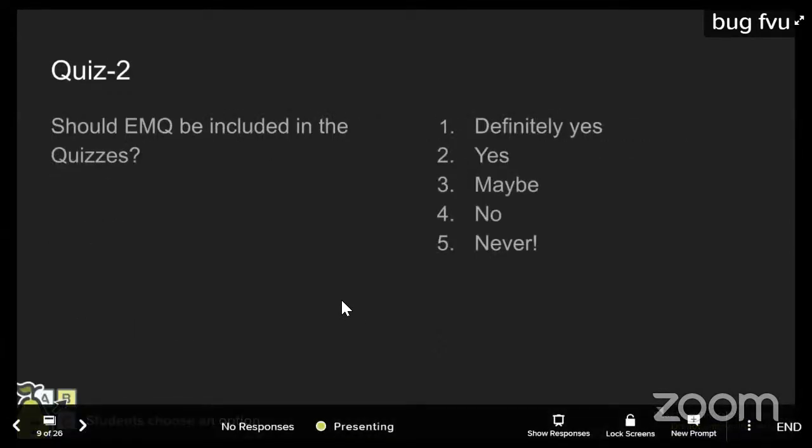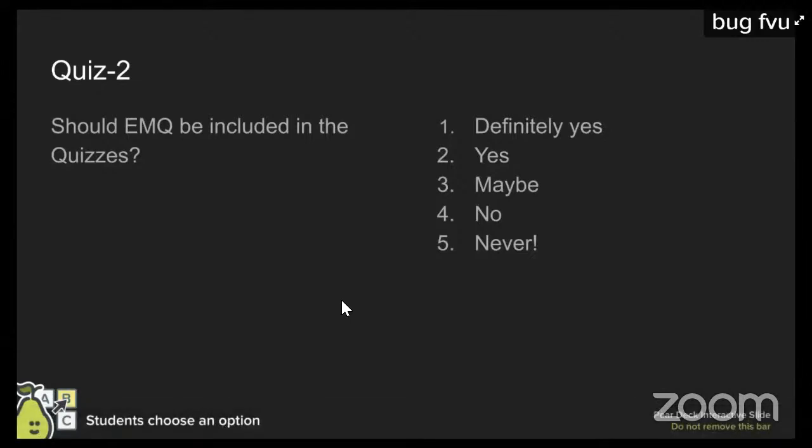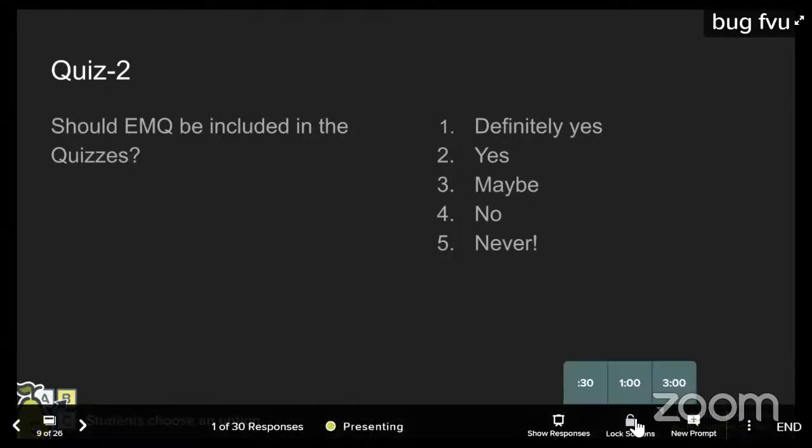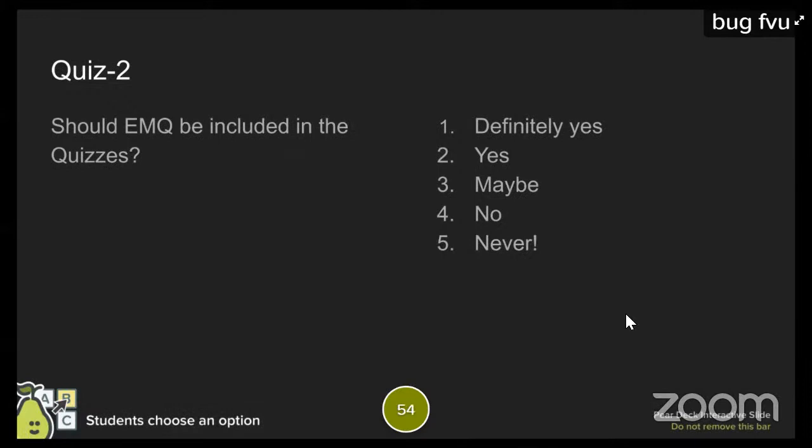Okay, moving further. Quiz 2 result, you all know, has been declared, and EMQ may have benefited some of you in some sense. So what's your thought on this? Let's just quickly do it, so that we can include it in further quizzes as well if you like this pattern.